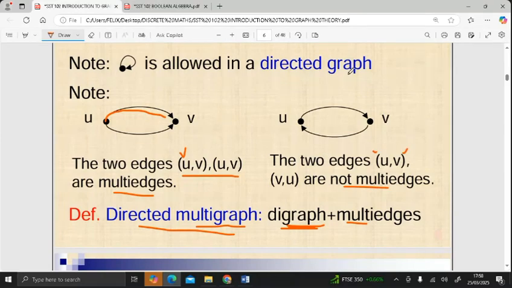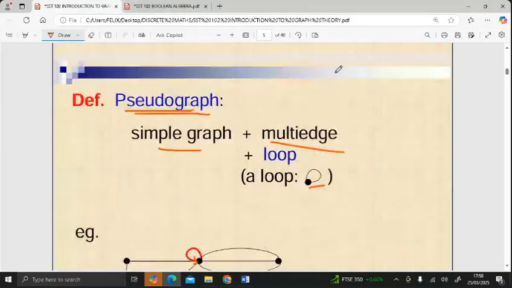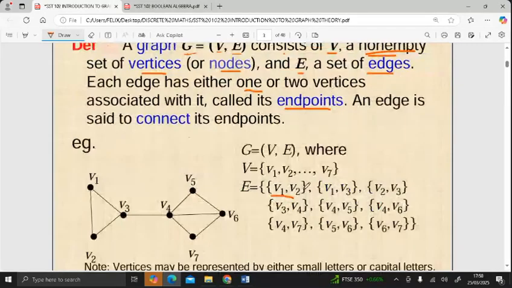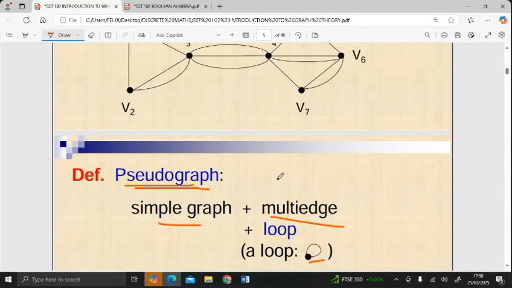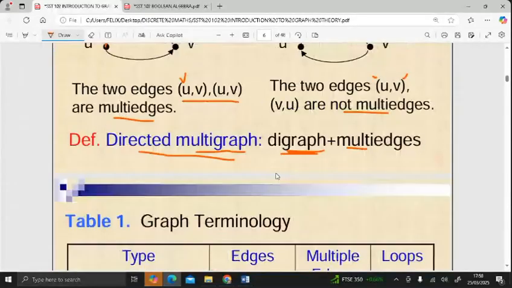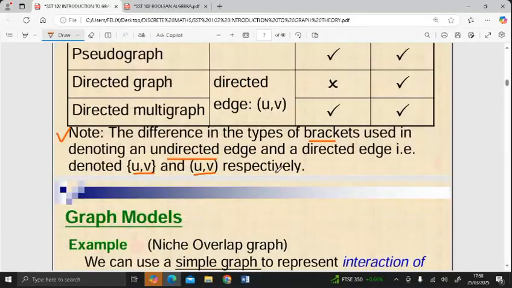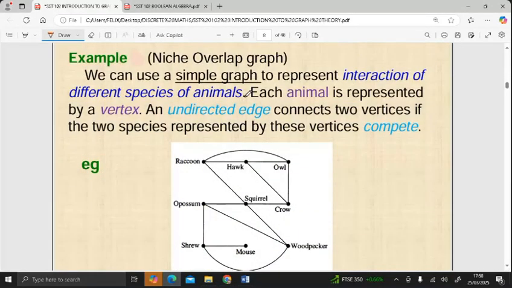You see, a directed graph is called a digraph. And in this case, we see that if we have a digraph plus multi-edges, then we have what we call a directed multigraph. And what summarizes all this is this table. I have asked you to note the difference in the types of brackets used, denoting an undirected edge, which is what I mentioned earlier. And this one represents directed.